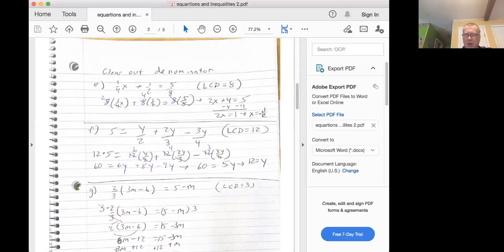And then we solve like we normally would. So we have a 2x, and subtract the 4 from both sides, equals 1. Divide by 2, and we get x equals 1/2. F is pretty much handled the same way.